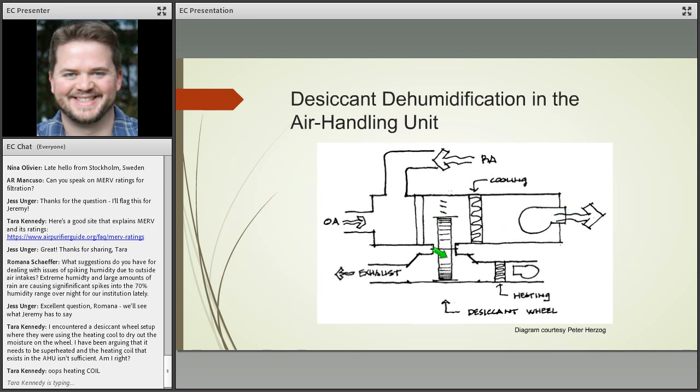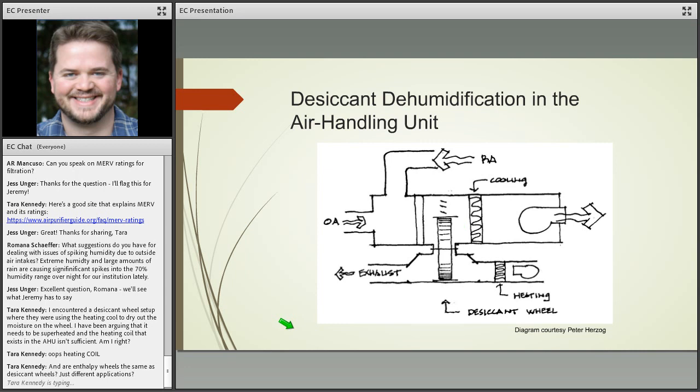So this is a technology when we look at desiccants, desiccant technologies, these are operations and systems that work in conjunction with another form of cooling. Whether that's going to be chilled water, whether that's going to be refrigerant-based cooling.